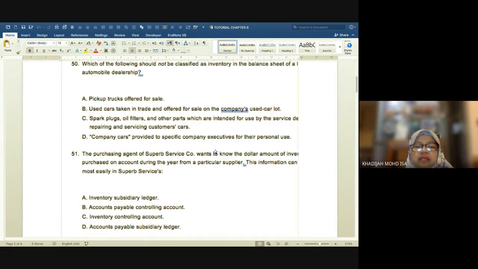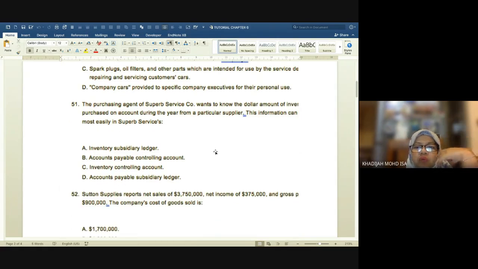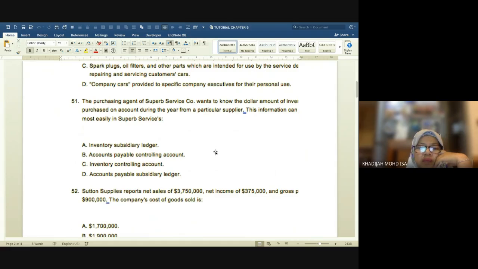Now, the purchasing agent of Superb Service Company wants to know the dollar amount of inventory purchased on account during the year from a particular supplier. How will you know how much is your accounts payable? We did not cover this topic in detail, but I think it should be in the accounts payable controlling account.